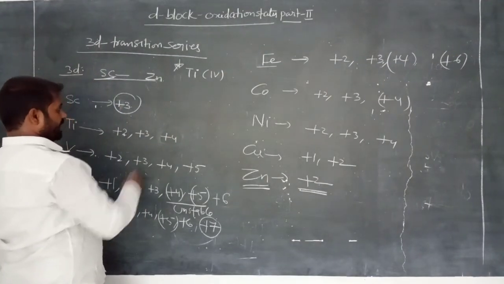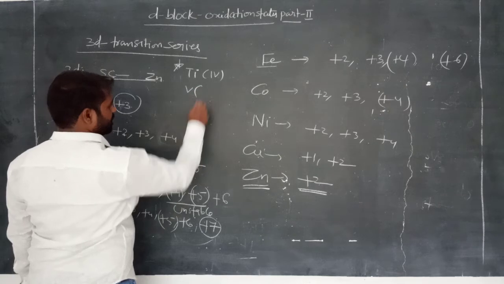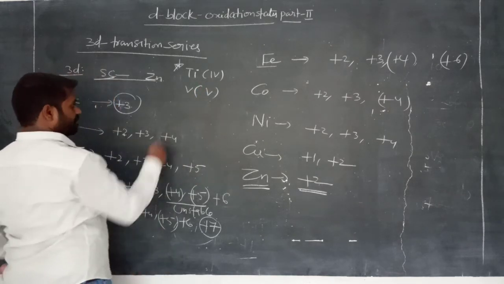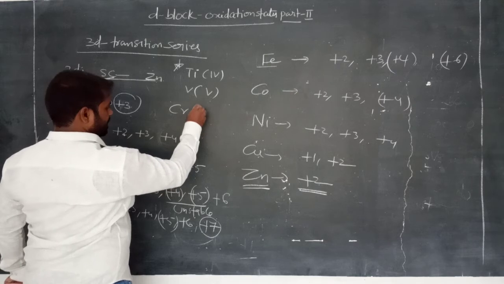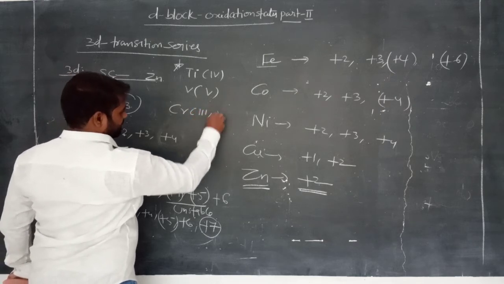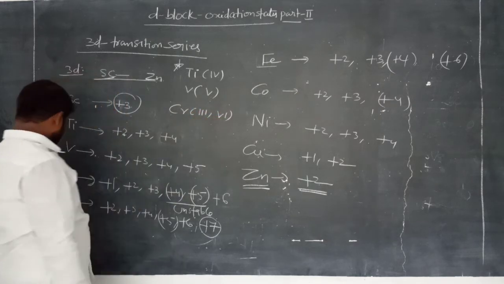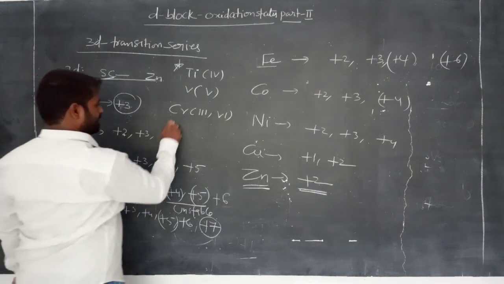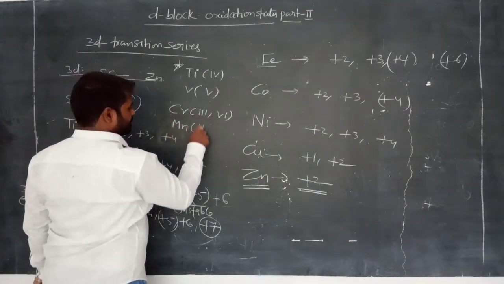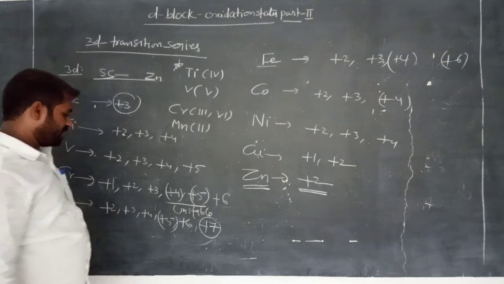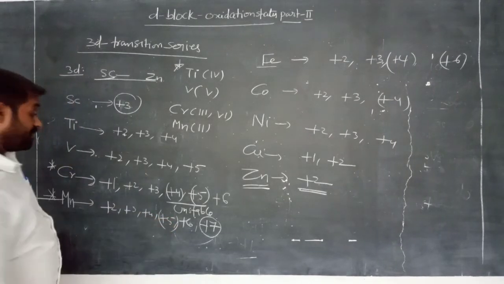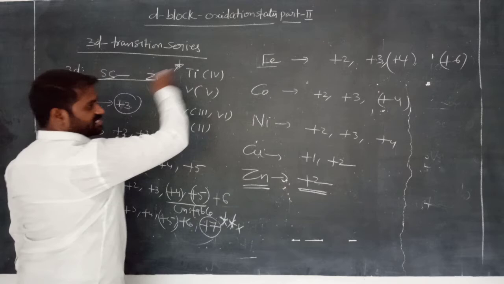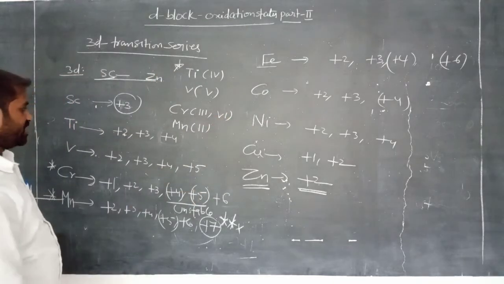For vanadium the most stable oxidation state is +5, and for chromium +3 and +6 are more stable. For manganese, Mn +2 is the more stable oxidation state. What is the maximum oxidation state? +7. Keep this in mind: manganese shows the maximum oxidation state in the 3D transition series.